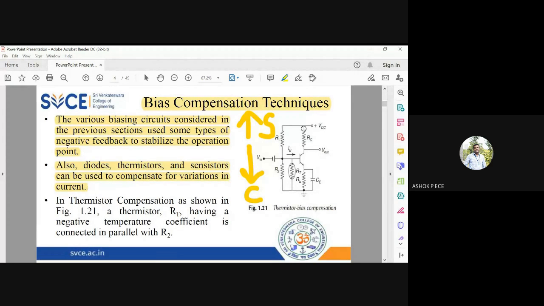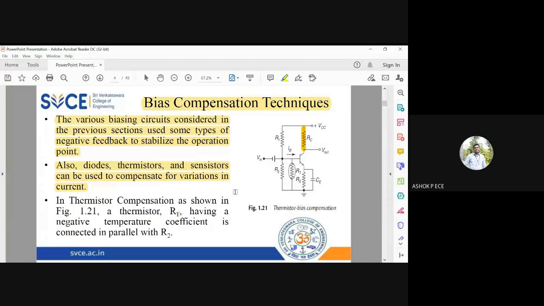Our main focus is on IC because IC will vary with temperature. If IC varies with temperature, all the parameters of the BJT will change, which will shift your Q point upwards or downwards. So I'm going to consider voltage divider bias because that is the most efficient biasing method I have found. In that, I'm going to use diodes, thermistors, and sensistors to ensure that even after designing this voltage divider bias, if the collector current varies, these components will take care of that and ensure that the Q point is always at the center of your load line. That is the main logic behind designing all these bias compensation techniques.